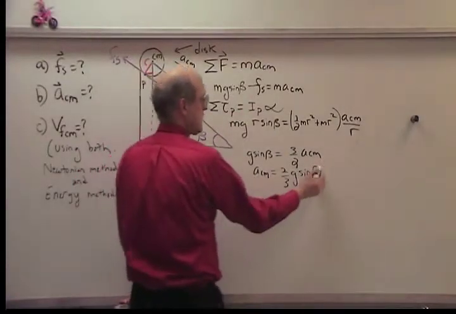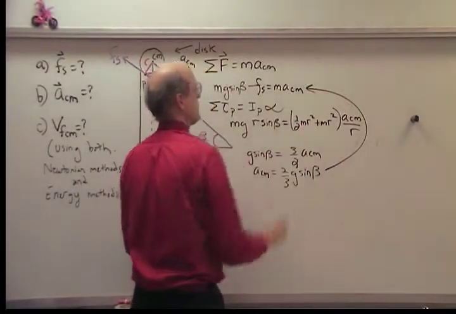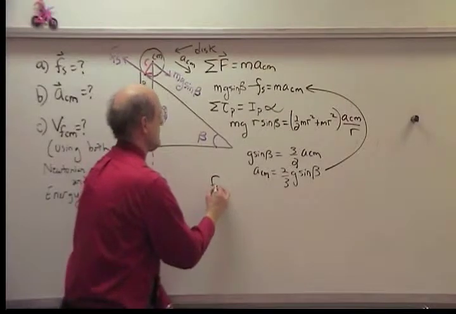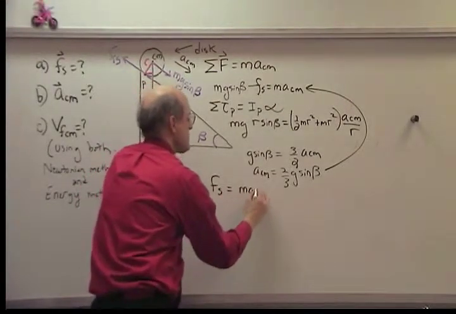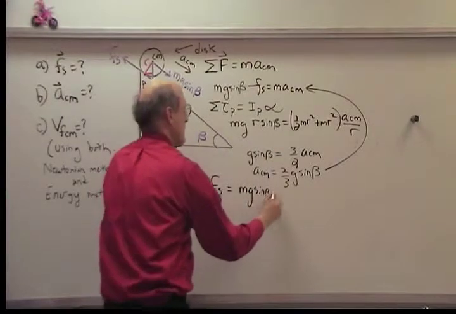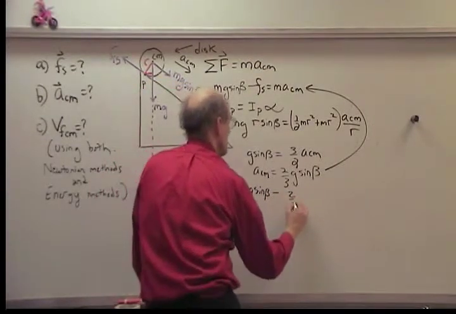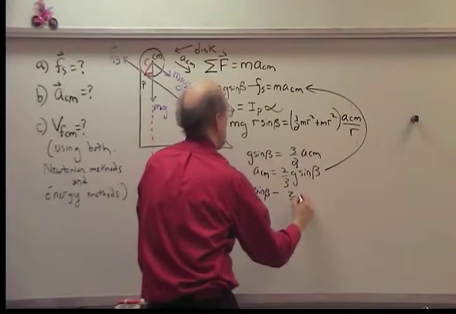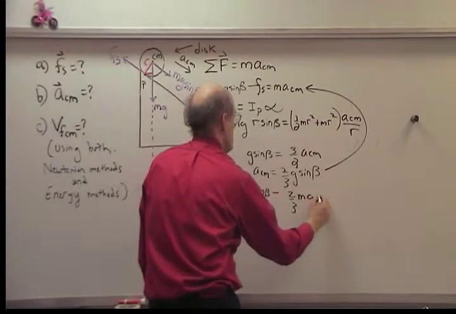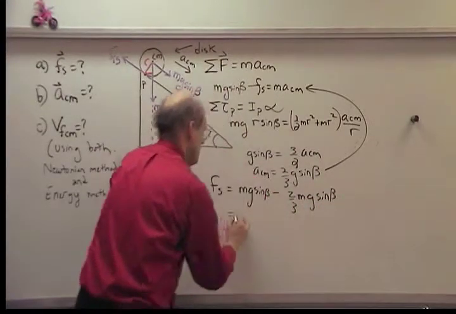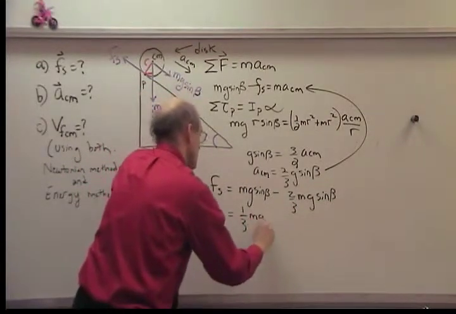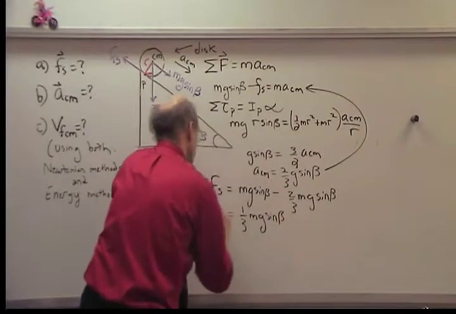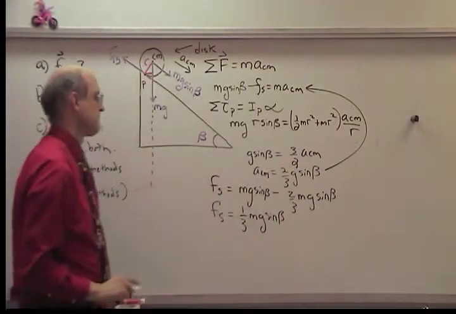Now let's find the force of static friction. So I'm going to take this equation and substitute it into there. So we have Fs is equal to mg sine beta minus 2/3 mg sine beta. So that's equal to 1/3 mg sine beta, the force of static friction.